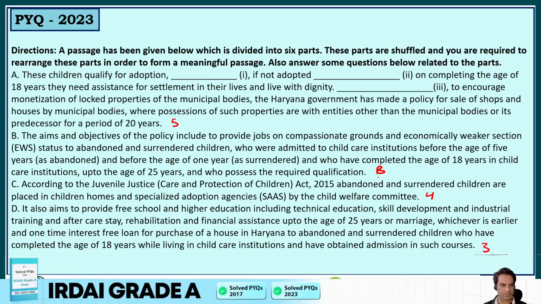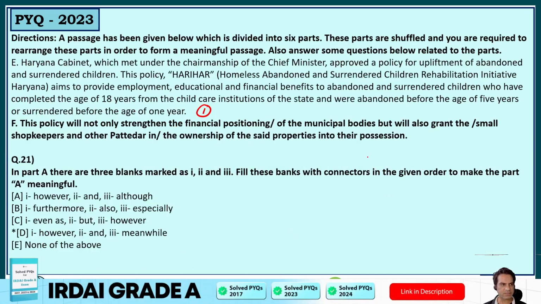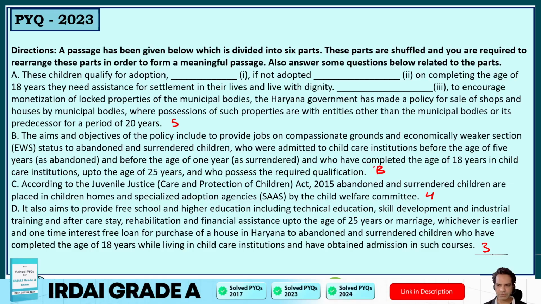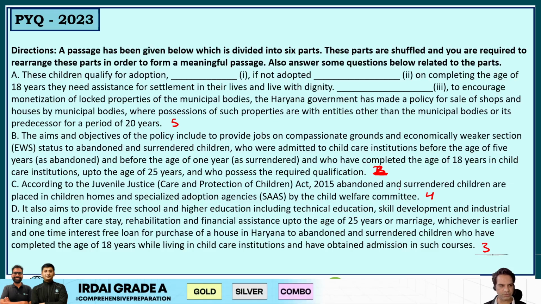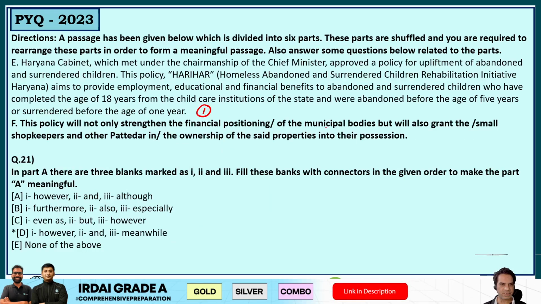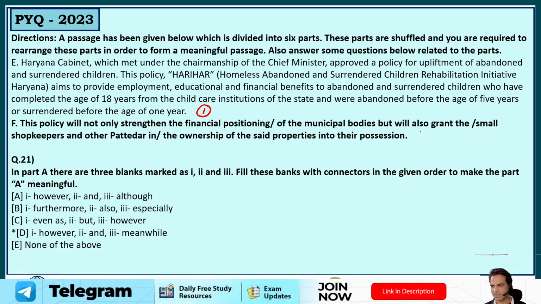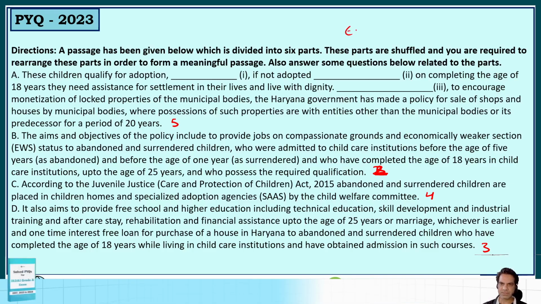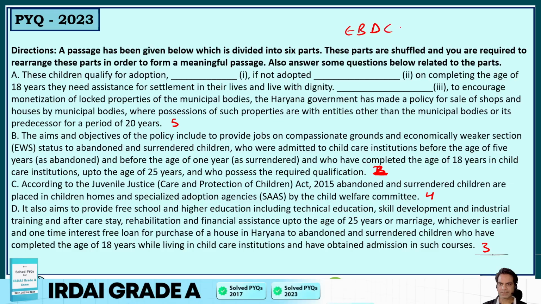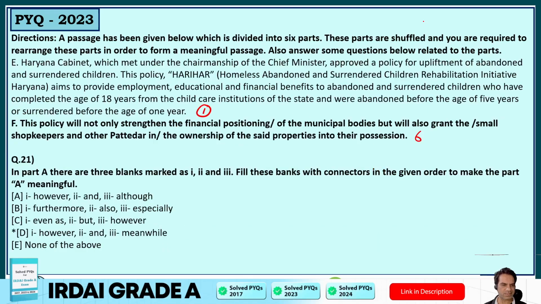Oh, option B is, I think first should be E, second should be B, right? So sorry, second should be B, third should be D, fourth should be C, fifth should be A, and sixth should be F. So E, B, D, C, A, F is the correct sequence. Now let's try to solve the questions, guys.